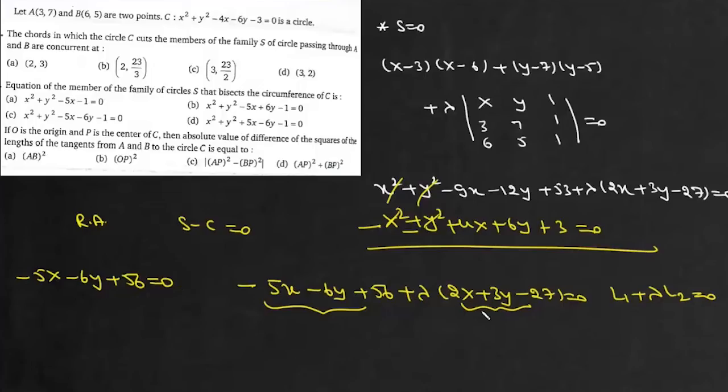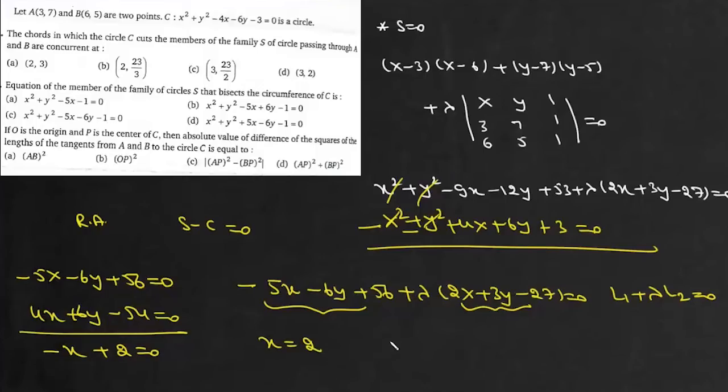And here we multiply everything with 2. So we get 4x plus 6y minus 54 equals 0. Now if we add them, we'll get minus x plus 2 equals 0. So the value of x is 2. And if we put x as 2, it'll be minus 10, 46. 46 upon 6 is 23 by 3. So the coordinate of y is 23 by 3. So the answer to this first question is option B, (2, 23 by 3).